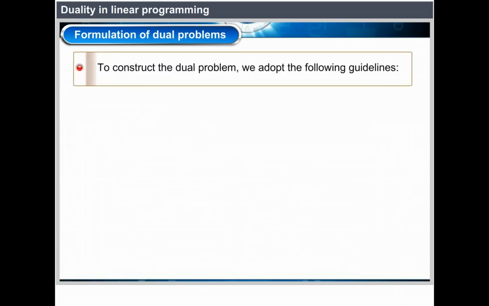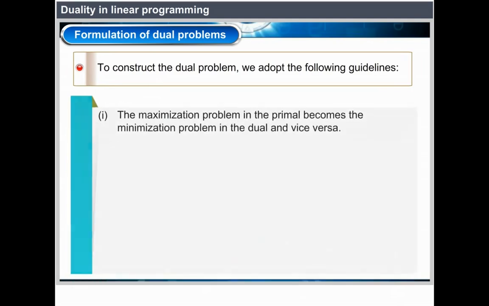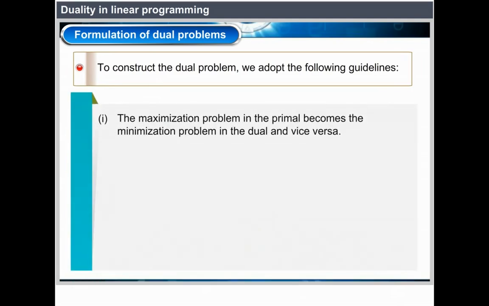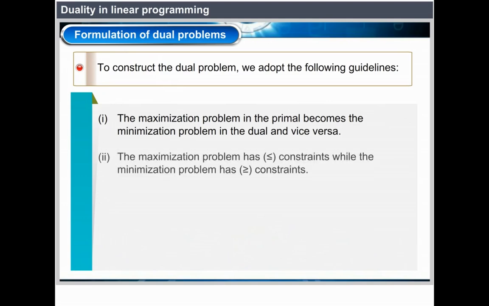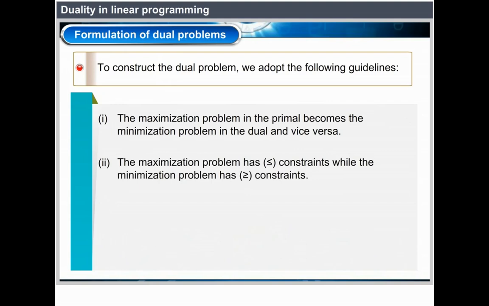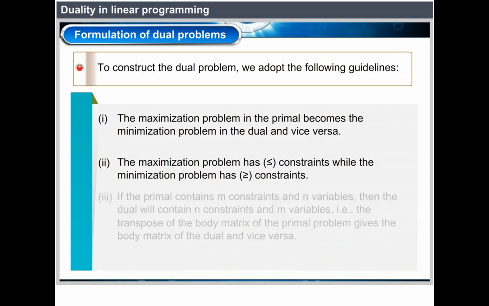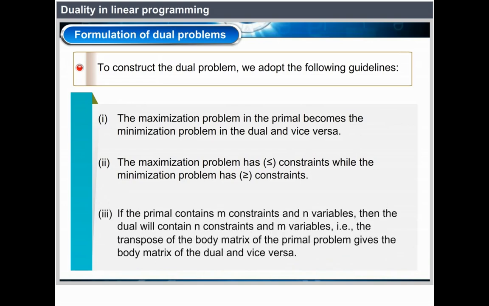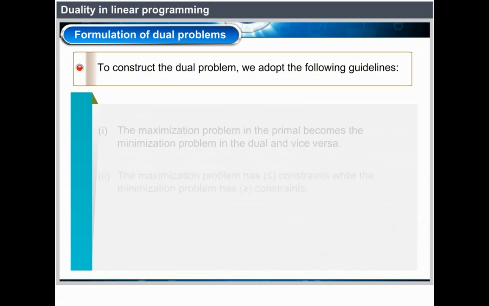To construct the dual problem, we adopt the following guidelines. Number 1. The maximization problem in the primal becomes the minimization problem in the dual and vice versa. Number 2. The maximization problem has less than or equal to constraints, while the minimization problem has greater than or equal to constraints. Number 3. If the primal contains m constraints and n variables, then the dual will contain n constraints and m variables. The transpose of the body matrix of the primal problem gives the body matrix of the dual and vice versa.